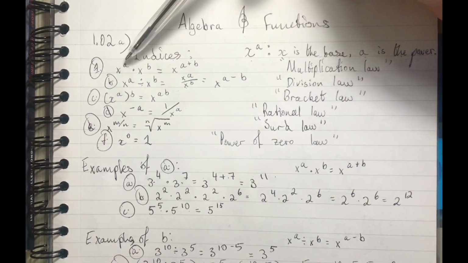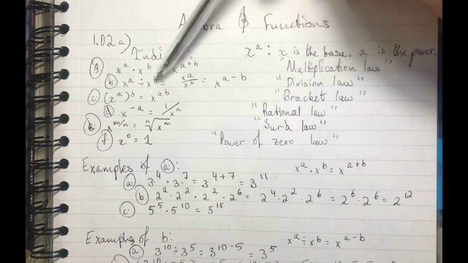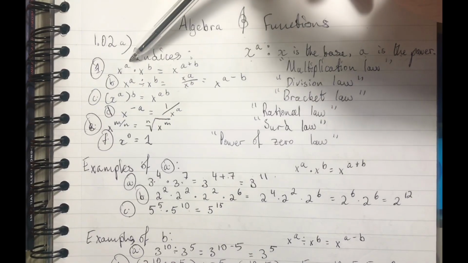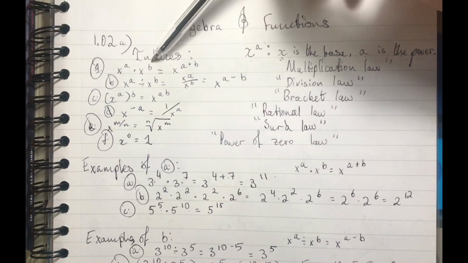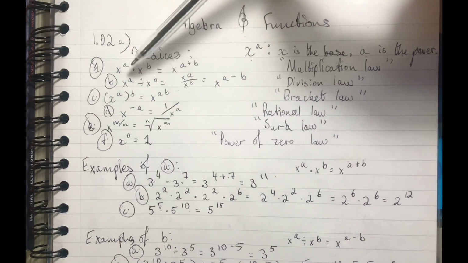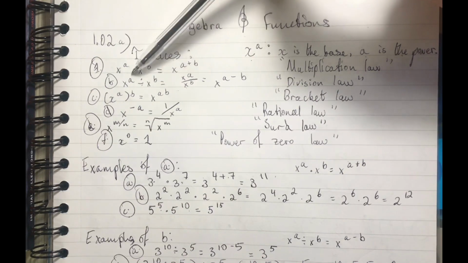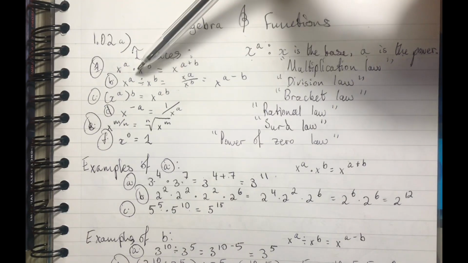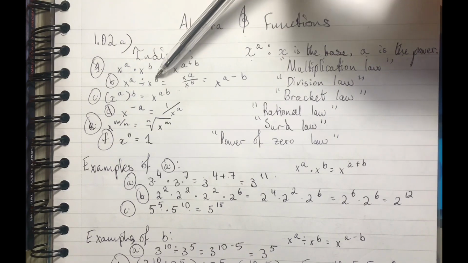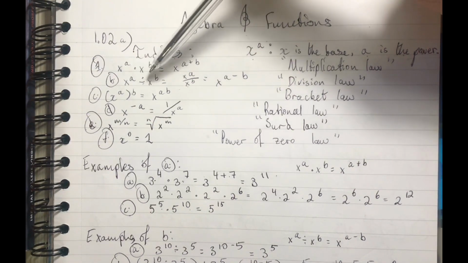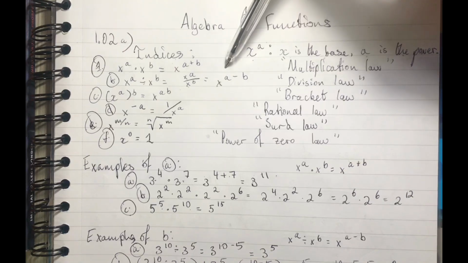So when you multiply two indices with the same base, you just add their powers. So let's say we have x to the a, and we multiply it by x to the b. We'll then get x to the a plus b. Next up, we have the division law, where if we divide two indices with the same base, you take away the power of the one on the right from the one on the left. So if we have x to the a divided by x to the b, we get x to the a minus b.